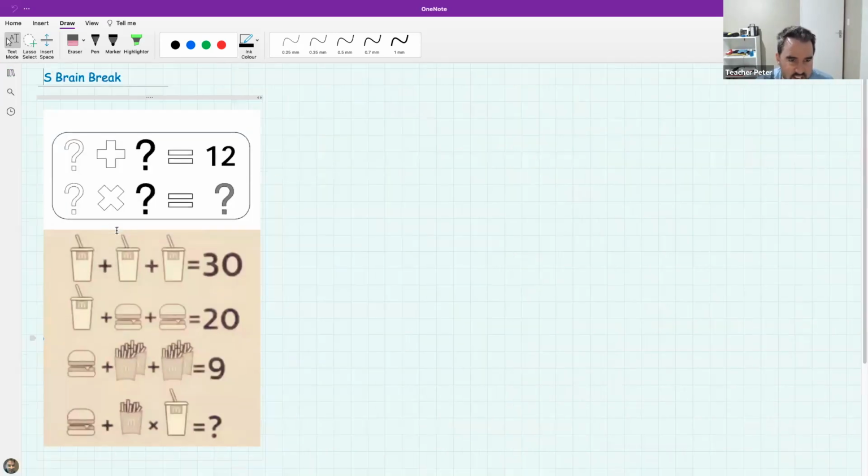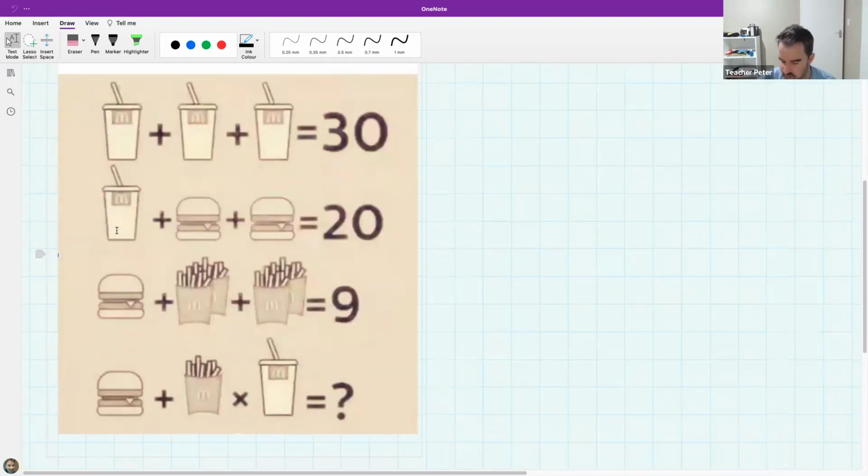Okay, a little bit of fun. Here's one of these puzzles that you see on the internet. What is a hamburger plus a packet of chips times a McDonald's shake? What do we have coming in? So a shake is indeed 10.